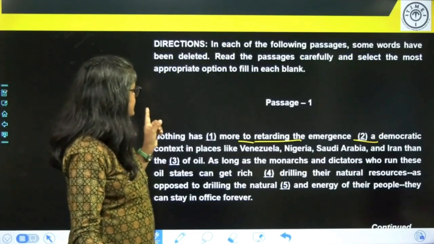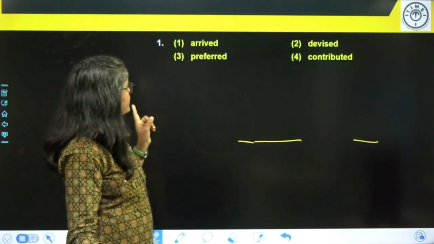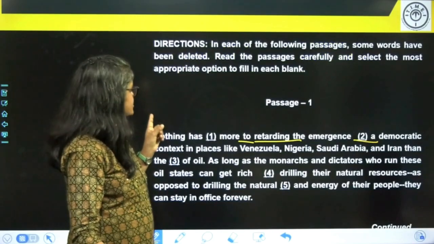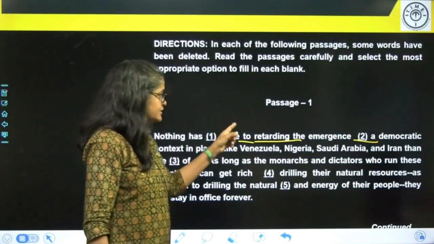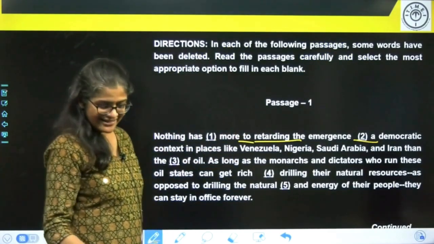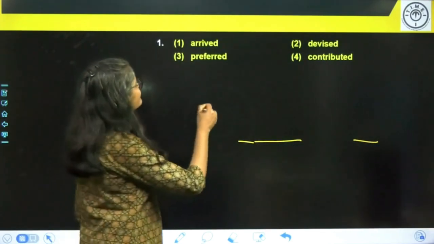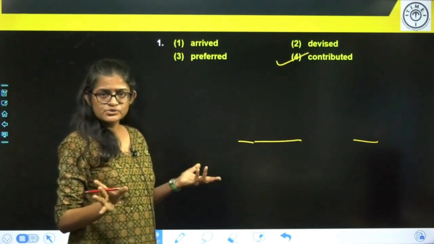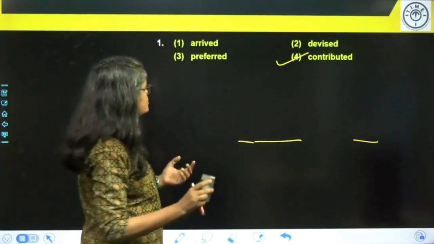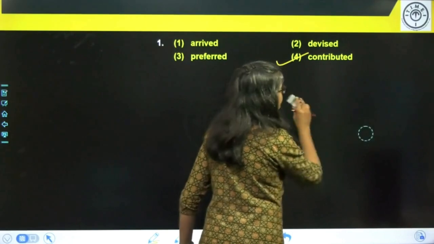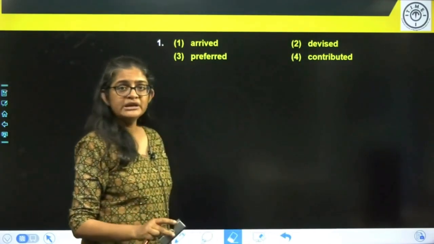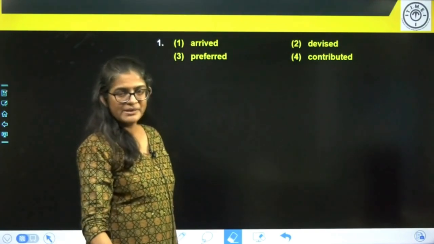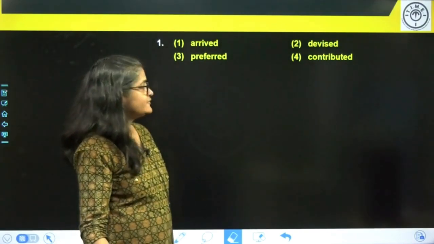Now shall we look at the words for the first one? Nothing has arrived more, devised more, preferred more, contributed more. Contributed to retarding. There you go. Very easy. None of the other words are suitable there. I don't even need to explain. This is what I meant when I said do not be in a hurry to pick your answer. Read the passage. These are short passages. So the answer is 4.